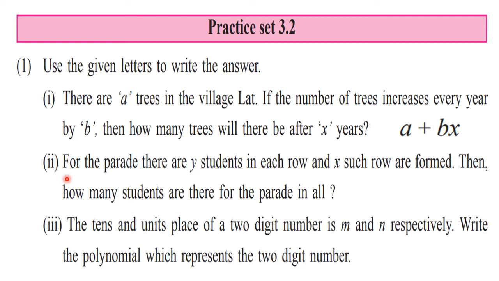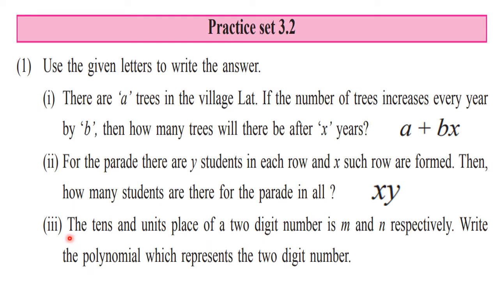Now second one. For the parade, there are Y students in each row, and X such rows are formed. Then how many students are there for the parade in all? Okay, so number of students in one row, we have to multiply by the number of rows. That means we have to go for Y into X. But while writing, we will write down the answer in alphabetical order. Means X will appear first and Y will appear afterwards. So even though we are doing Y into X, the answer will be X into Y, that is XY. Okay.